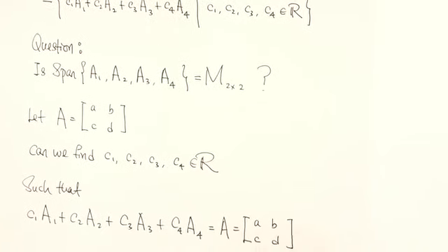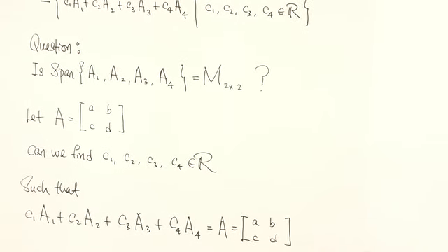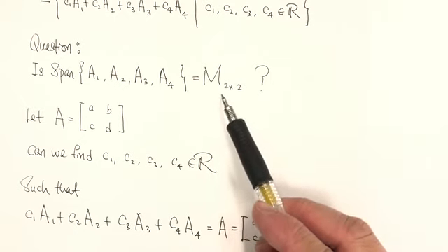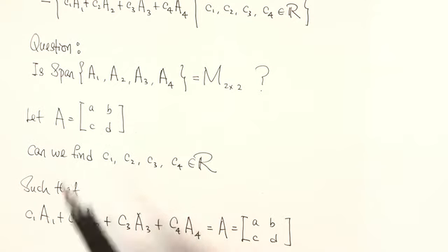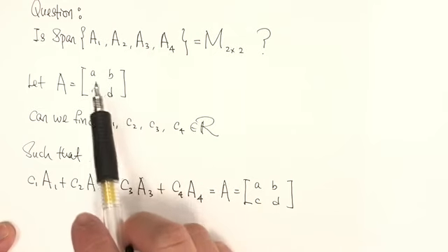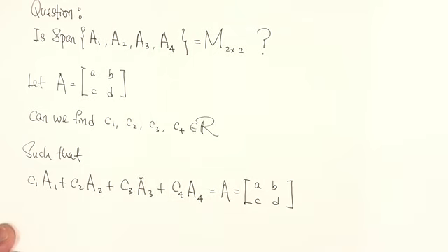Now, to do this, we'll have to consider taking an arbitrary element from this set and call it A, with entries a, b, c, and d. We are not making any special assumptions on this a, b, c, and d because we want to see whether or not any matrix in this set can be written as a linear combination of A1 to A4. If you make any assumptions, then we are no longer looking at a general case, we will be looking at a specific case, and that will not work.